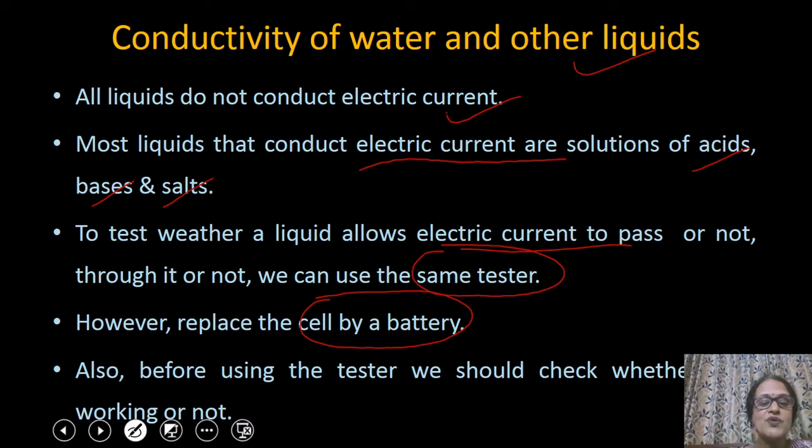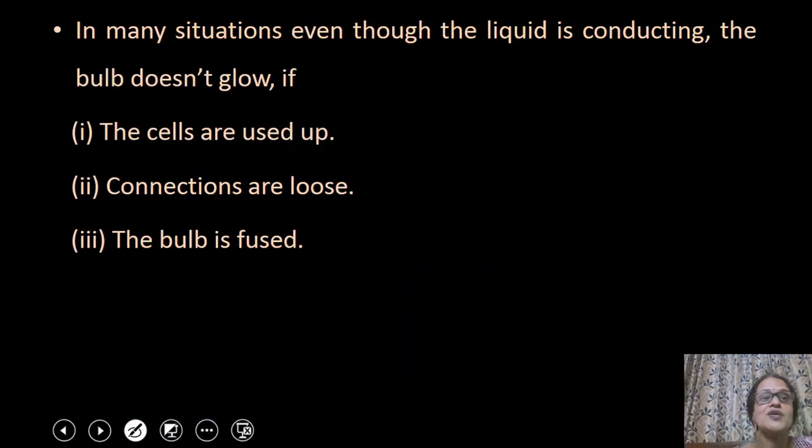But before using the tester, we have to check whether it is working or not. So how can you check whether it is working? Students, what you will do is join the free ends of the tester for a moment. If it is working, the bulb will glow. If it is not working, the bulb will not glow. So what is the reason if the bulb doesn't glow? There may be a few reasons. One reason can be that the cells are used up. Another reason can be that the connections are loose or the bulb is fused.